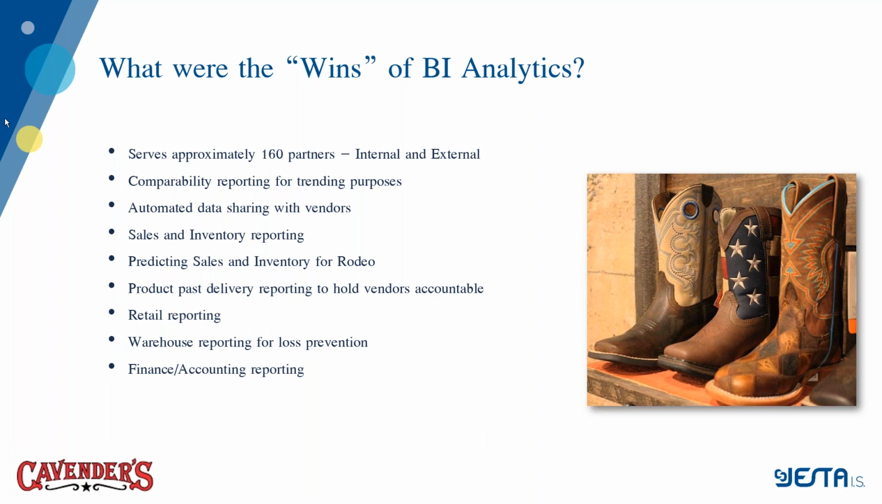Now I want to go to another slide here. These are really the specific wins to Cavenders that I want to address. BI serves approximately 160 partners. That's internal and external. This would include merchandising, finance, accounting, retail, warehouse, and our vendor partners. We did not have this kind of reach before BI. And as I mentioned, you can schedule reports to run through the BI agent. This is the primary way that we serve our external partners and some of our internal partners. We currently have about 125 to 150 agents that run each month.